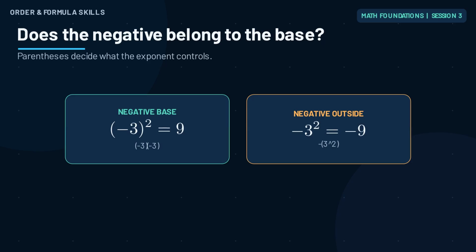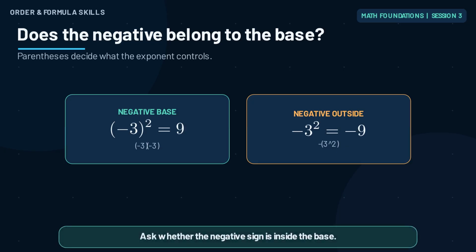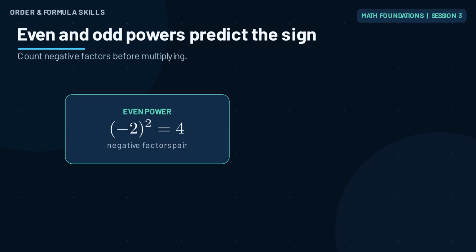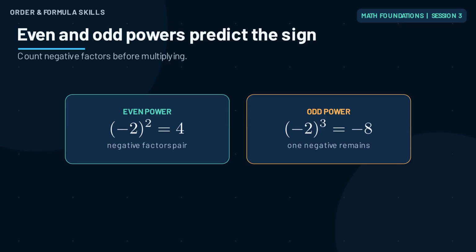When a negative value is raised to a power, ask one question first. Is the negative sign inside the base? Even and odd powers give another useful sign check. (-2) squared has 2 negative factors. They pair to make +4. (-2) cubed has 3 negative factors. The first pair makes +4, and 1 negative factor remains, so the result is -8.